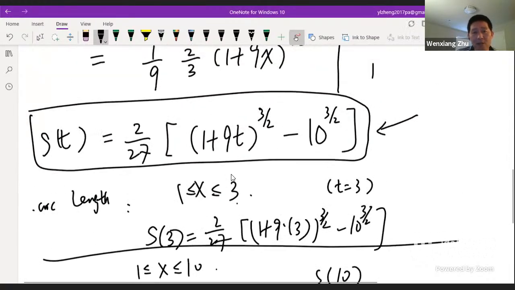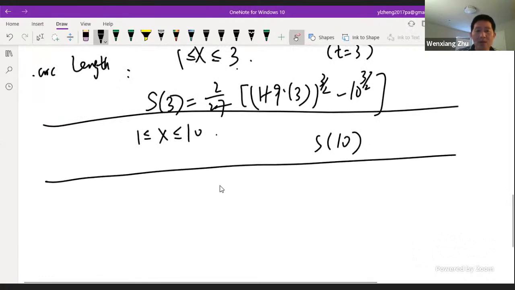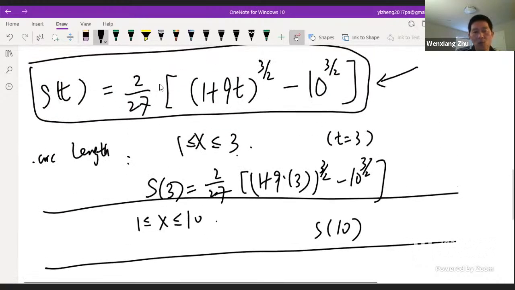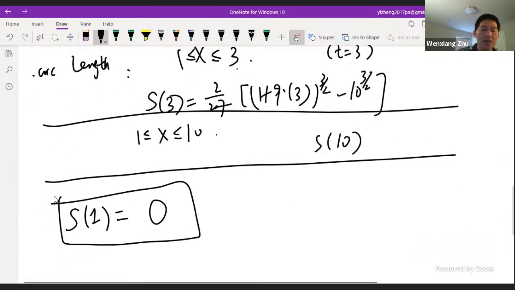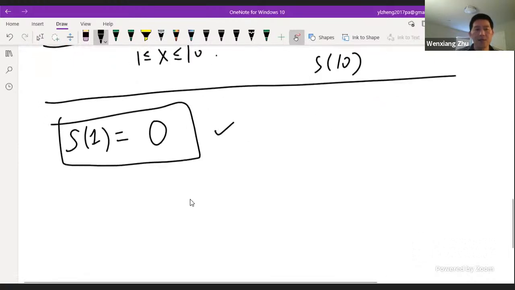What I'm going to ask you is, what happens when s is at 1? When you plug that in, you get 0. Does that make any sense? Yeah, it makes sense because you start at 1 and stop at 1, so you just have a single point. So the arc length is equal to 0, that makes sense.